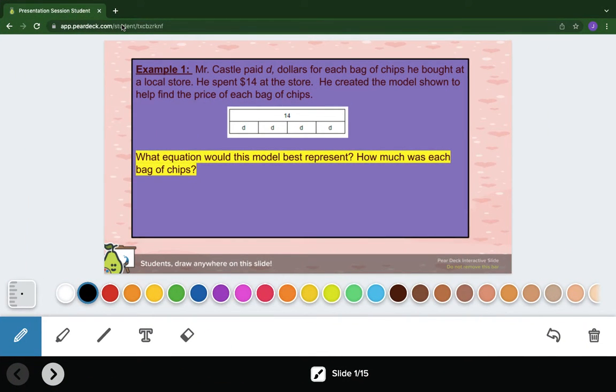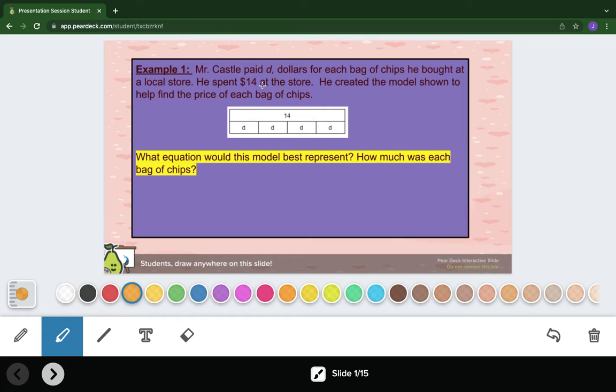All right. So for example one, it says Mr. Castle paid D dollars for each bag of chips he bought at a local store. He spent $14 at the store. He created a model shown to help find the price of each bag of chips. So we're gonna underline, highlight, or circle important information.